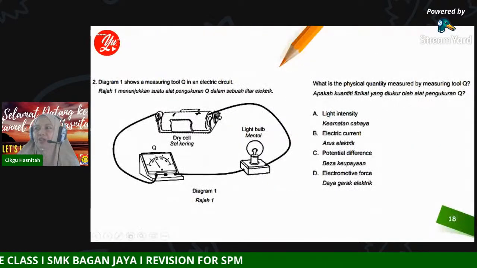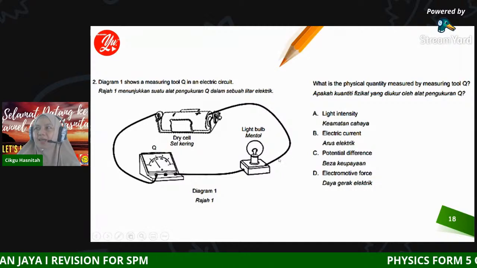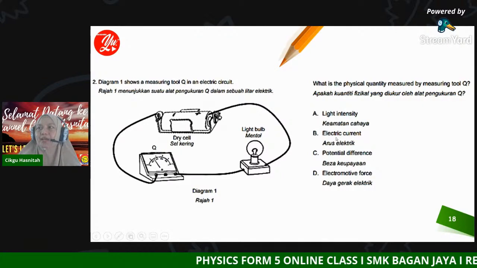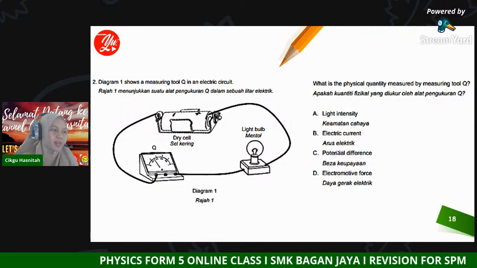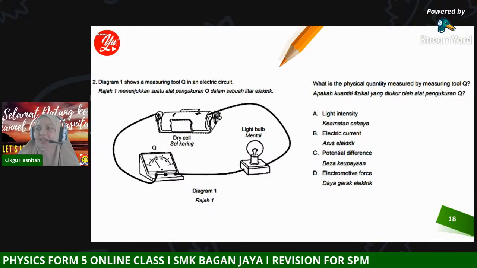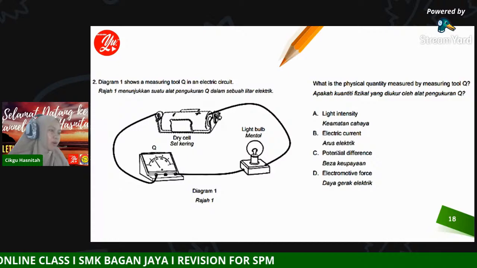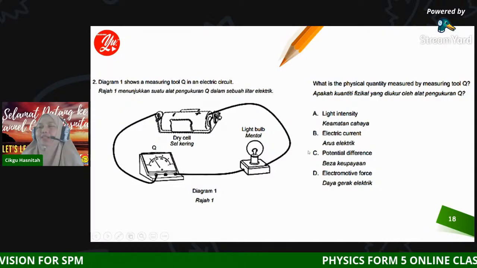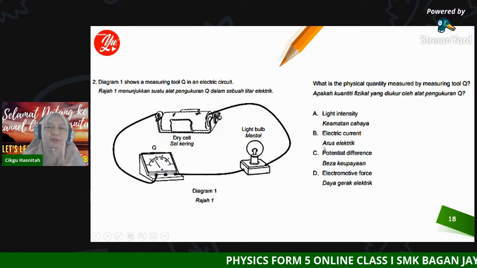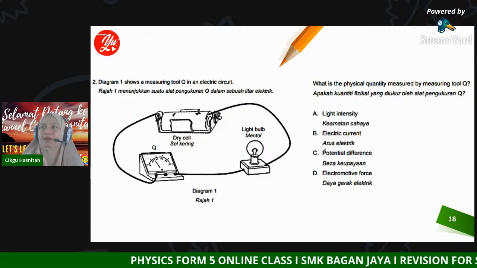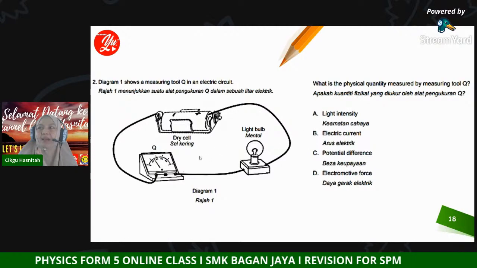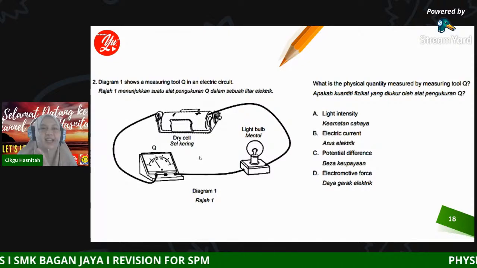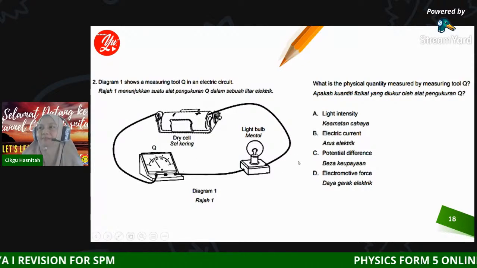Is it to measure light intensity? Is it to measure electric current? Is it to measure potential difference? Or is it to measure electromotive force? So how to answer this? We have 2 possible answers here. It can be B or it can be C, right? So the answer is either B or C only.